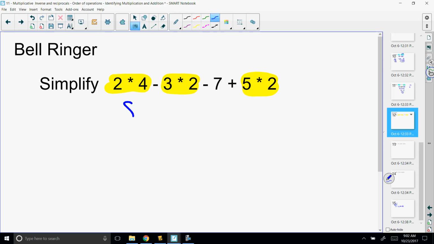2 times 4 gives you 8. Bring down that minus sign. 3 times 2 is 6. Then we have the minus 7 plus 5 times 2, which is 10. Negative? How many?